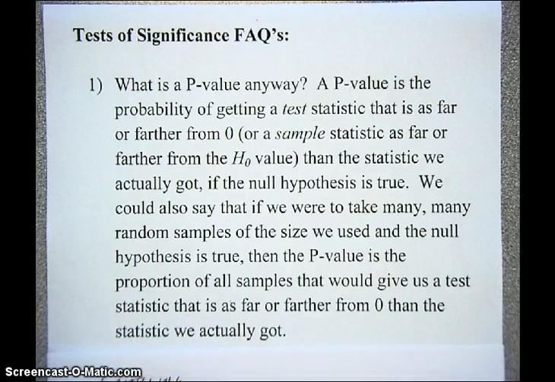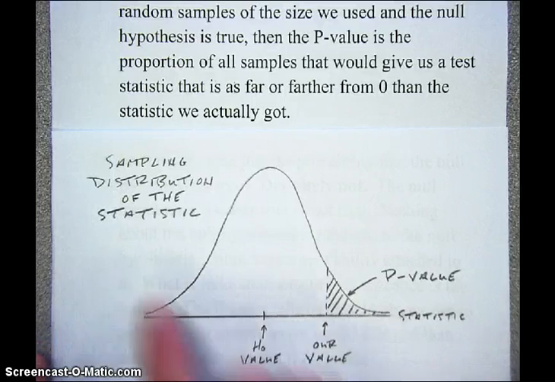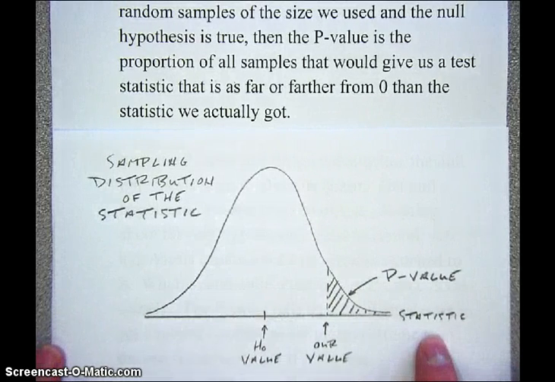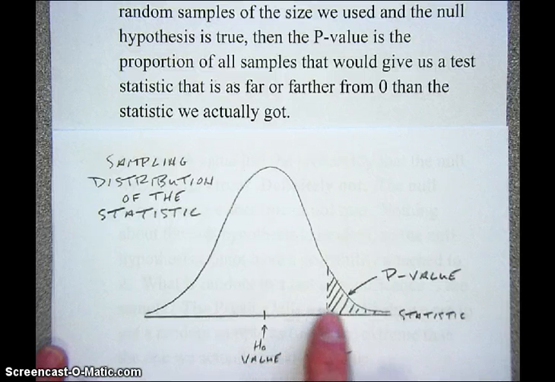Here's a picture that illustrates a p-value. We have the sampling distribution of our statistic. This is our sample statistic. The null hypothesis says a parameter takes a certain value. We calculate a value for our statistic from our sample data. The probability of getting a statistic that is farther away from the H-naught value is the p-value. So this area here under the curve, that's what the p-value is.